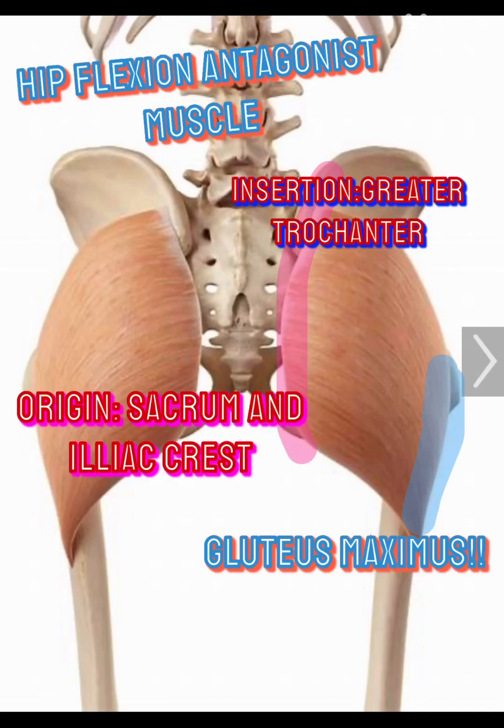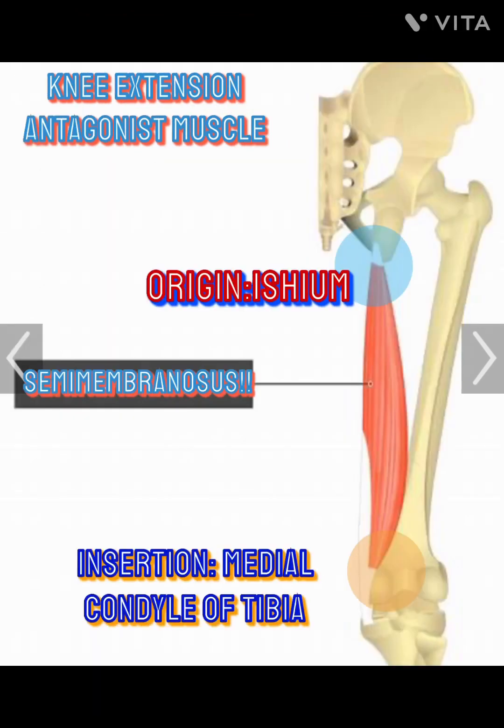Moving into our antagonist muscles. For hip flexion, my example is the gluteus maximus, which originates on the sacrum and iliac crest and inserts on the greater trochanter. Next up, we've got the antagonist muscle for knee extension. We're looking at the semimembranosus, which originates on the ischium and inserts on the medial condyle of the tibia.